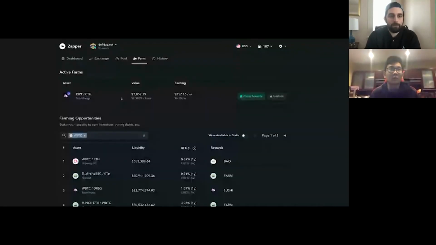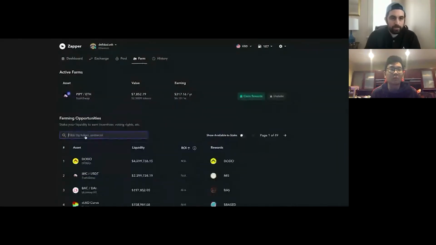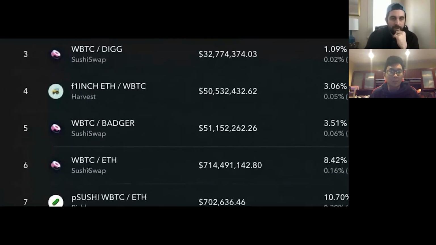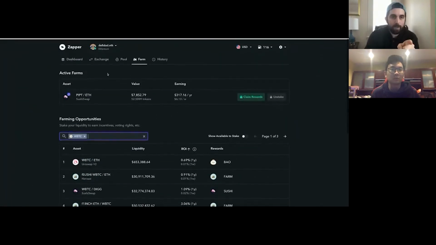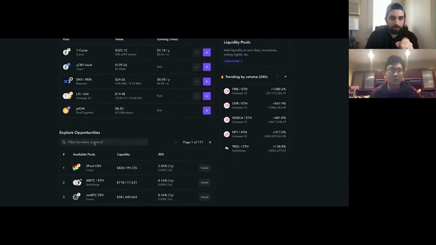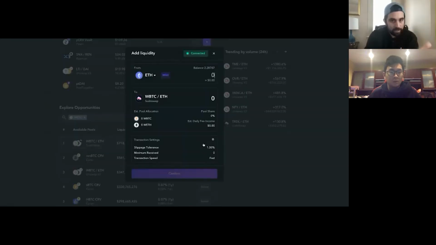Okay, so let's pretend that I have wrapped Bitcoin, and I want to put that wrapped Bitcoin to work earning me something. So I go here and I see that there is a wrapped Bitcoin Ether LP in SushiSwap. So here's what I do. I hop over one tab to the pool tab, and now I'm able to actually get started in that liquidity provision by clicking invest, and I can start with any token I want.